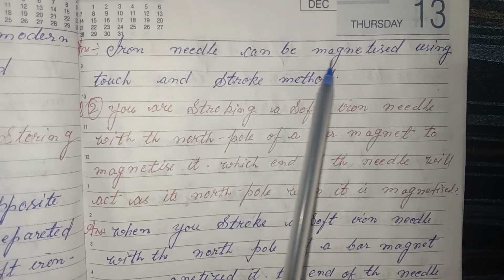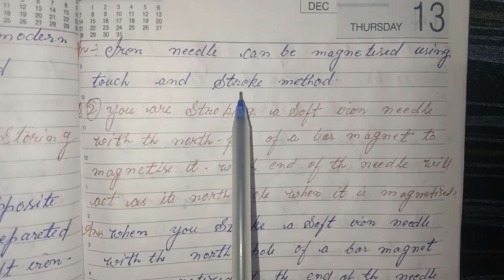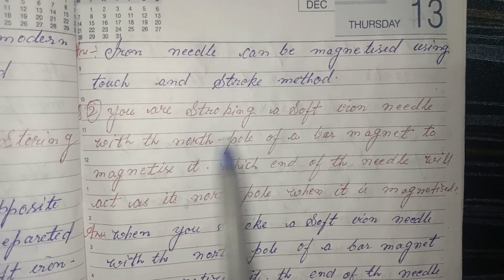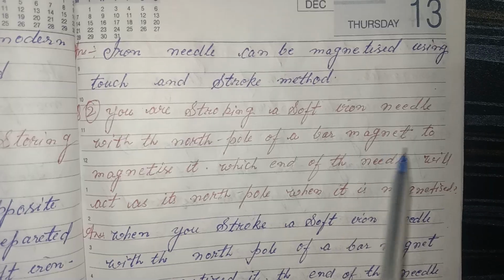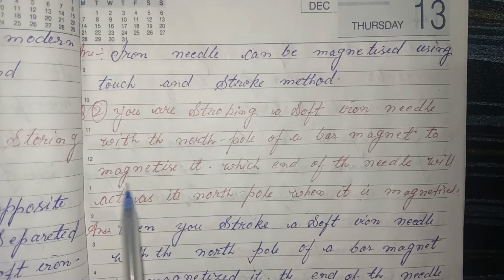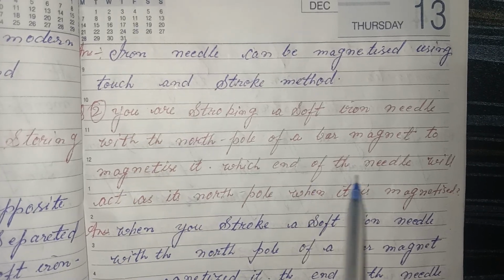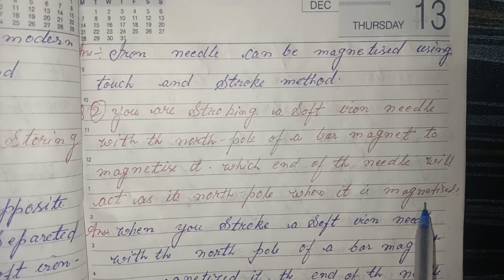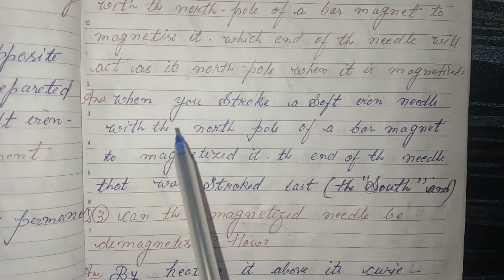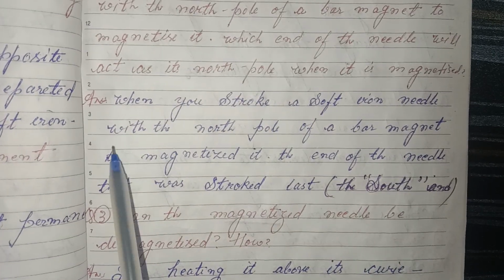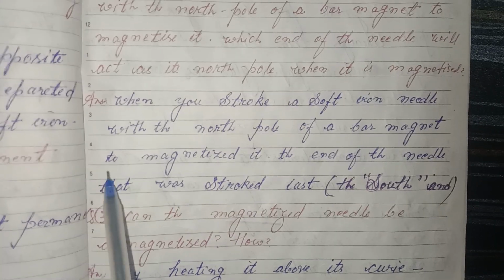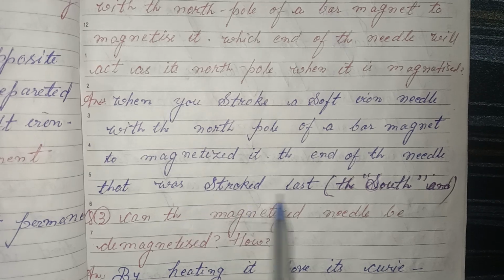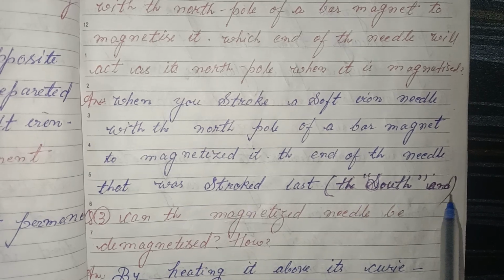Answer: an iron needle can be magnetized using the touch and stroke method. 2. You are stroking a soft iron needle with the north pole of a bar magnet to magnetize it. Which end of the needle will act as its north pole when it is magnetized? Answer: when you stroke a soft iron needle with the north pole of a bar magnet to magnetize it, the end of the needle that was stroked last will be the south end.